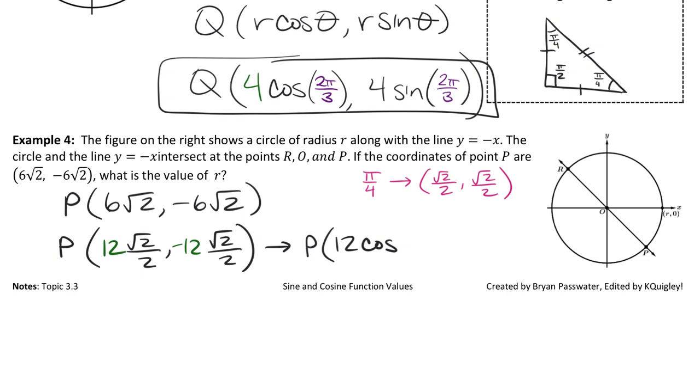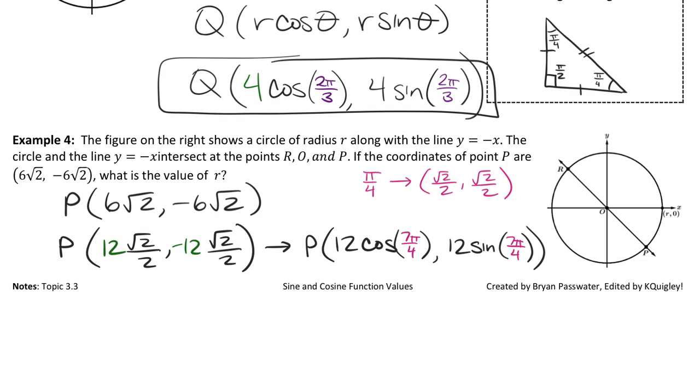Wait a second, which quadrant are we in if we have a positive and then a negative? Quadrant 4. What is the multiple of pi over 4 in quadrant 4? 7 pi over 4. And then we're going to do comma 12 sine of 7 pi over 4.